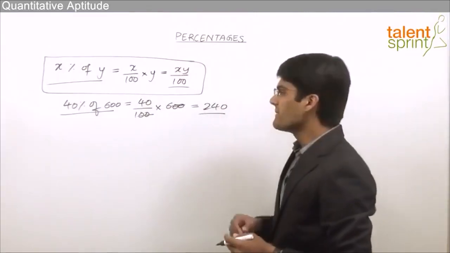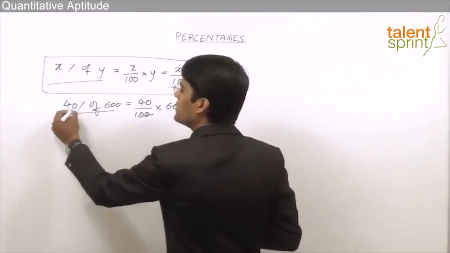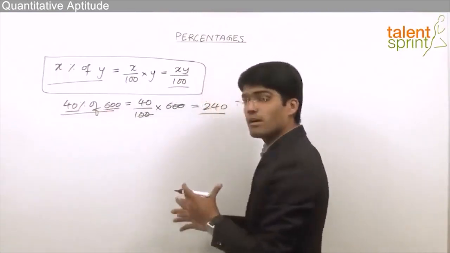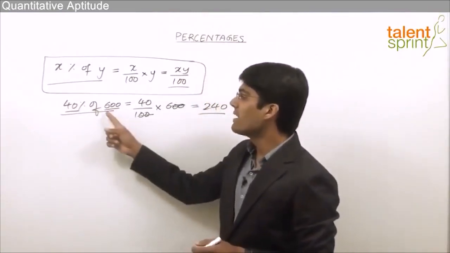Now as we can see here, we find three types of values in the given equation. One is a percentage value, that is 40%. The other one is 600, which is nothing but the value on which we are calculating the percentage. So it can be taken as the maximum value.